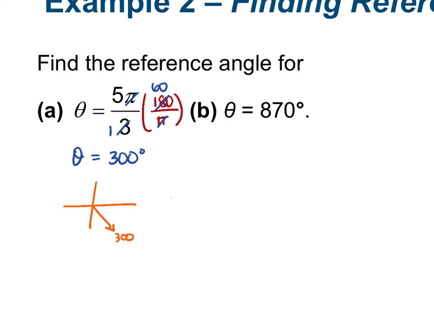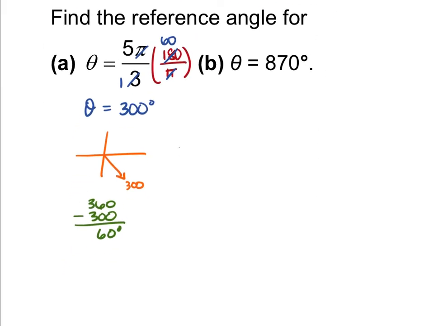So what would be the reference angle for it? If we take the 360, subtract 300 from it, we get 60 degrees. So that would be your reference angle. If it was given to you in radians, your answer has to be given as radians as well. So turn your 60 degrees into radians. Multiply it by pi over 180. The zeros cancel. 6 becomes 1. 18 becomes 3. So that's pi over 3.